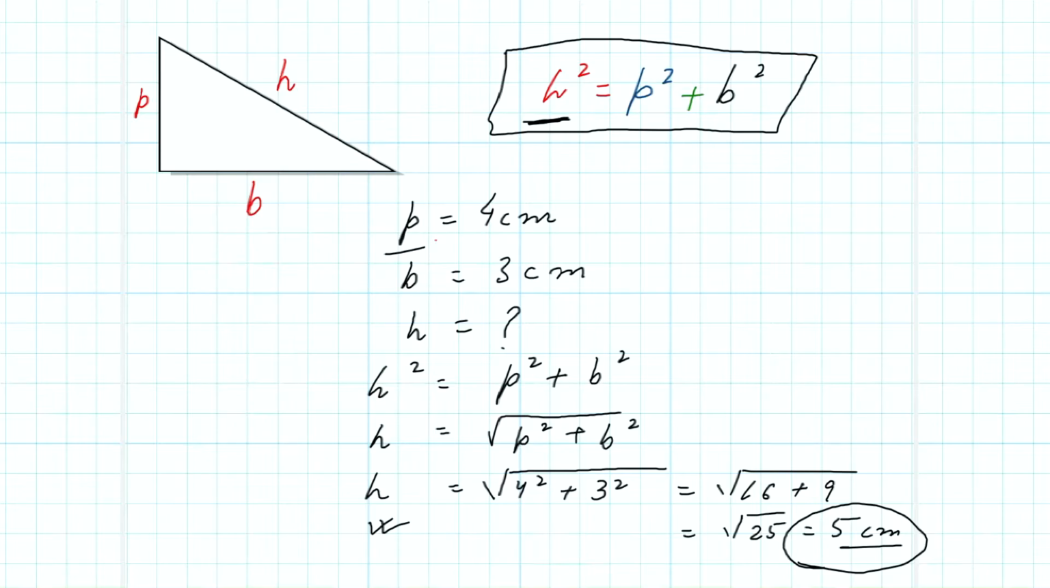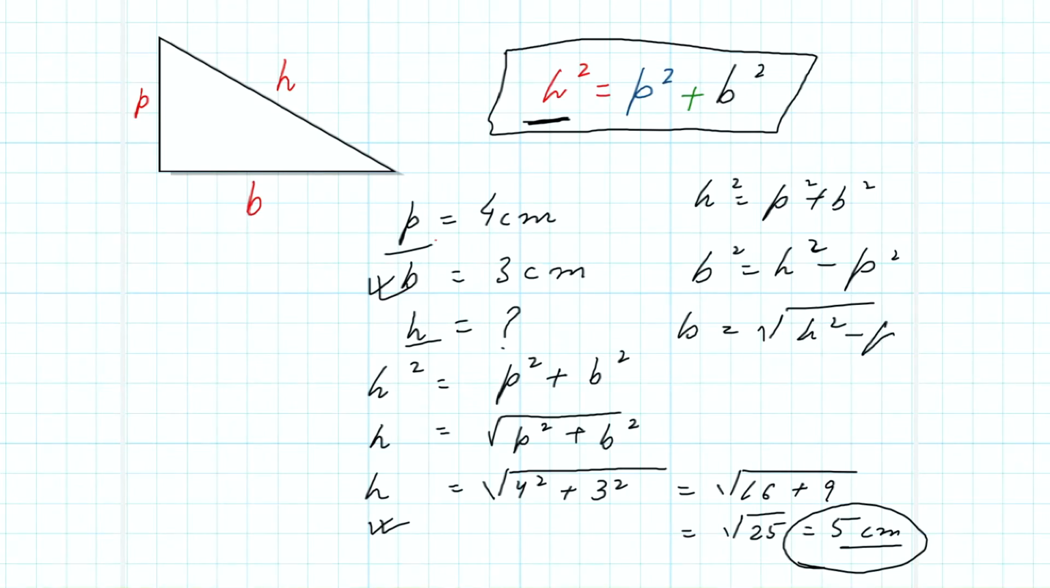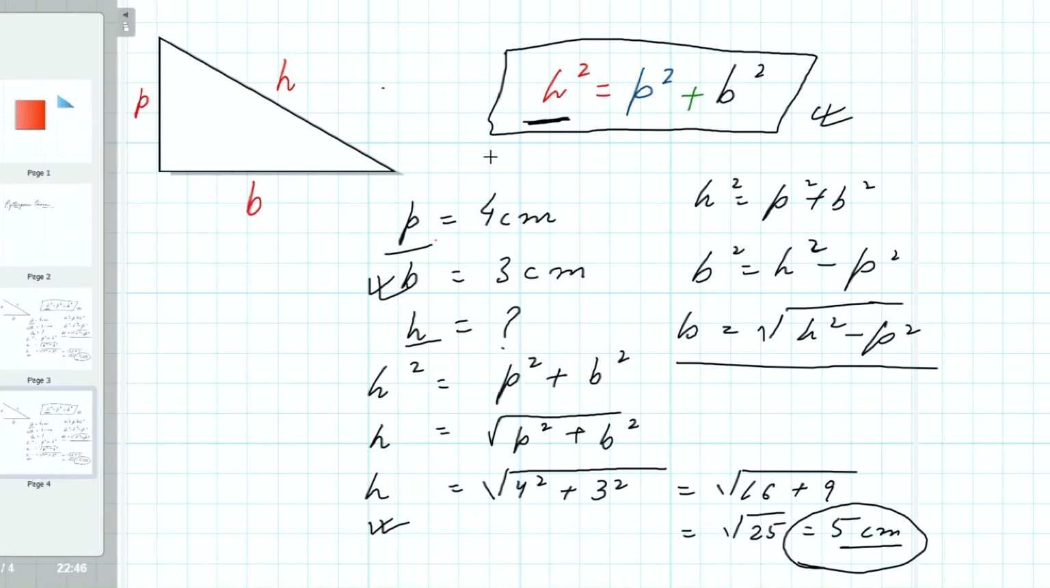Similarly, if you have been provided with perpendicular and hypotenuse, then you will be able to calculate base also. How? From this formula h square is equal to p square plus b square, you can easily derive b square is equal to h square minus p square, and hence b is equal to under root h square minus p square. So from this formula you can calculate the base of the right angle triangle if perpendicular and hypotenuse are given. Similarly, for the perpendicular also you can derive the formula. So this was all about the theoretical aspects of the formula of this Pythagoras theorem.